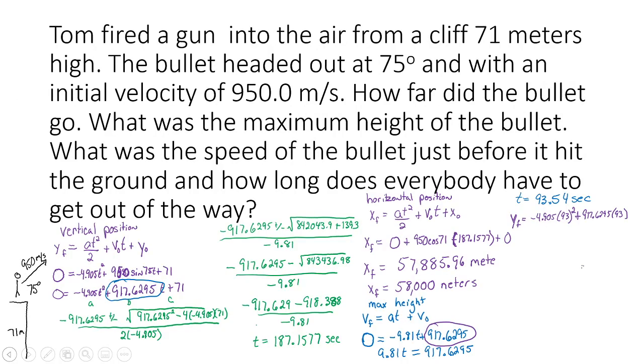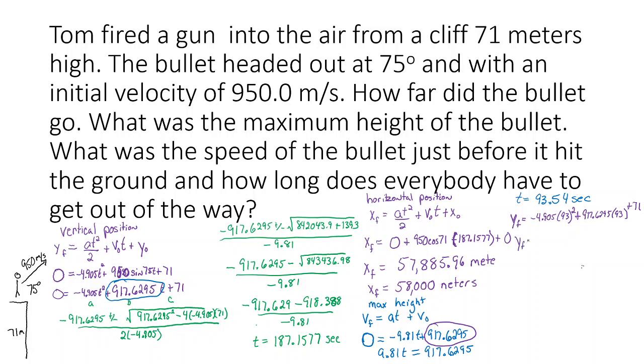Plus, whoops, excuse me. Got a little too close to the edge of the screen. Plus the 71 that we began with. All right, so we're going to take our 93 first, and we're going to square it. And after I square it, for space sake, I'm going to multiply it by 4.905.